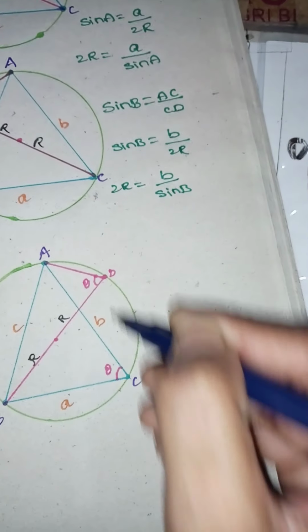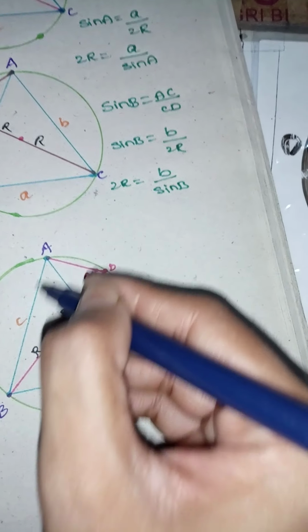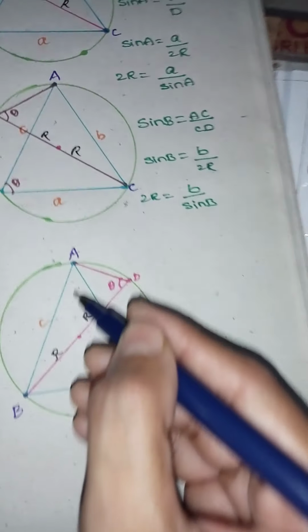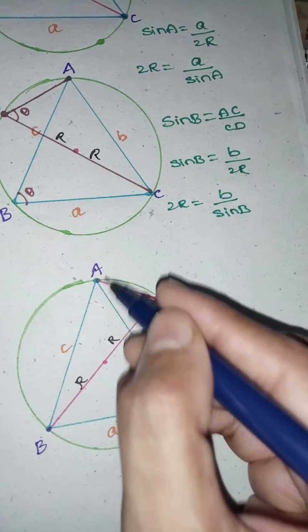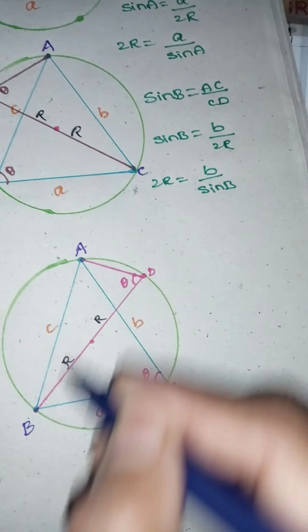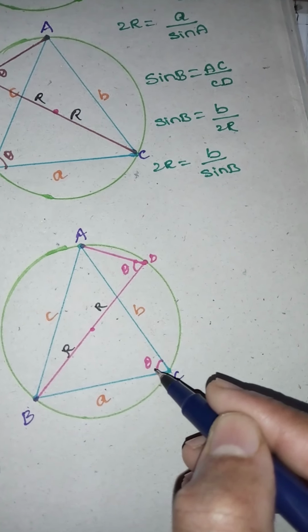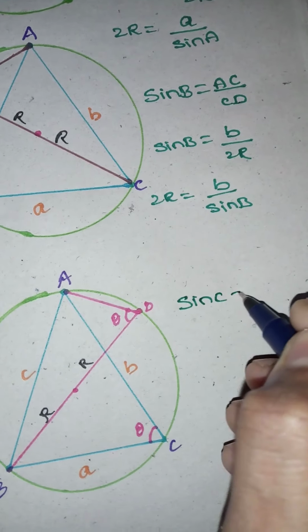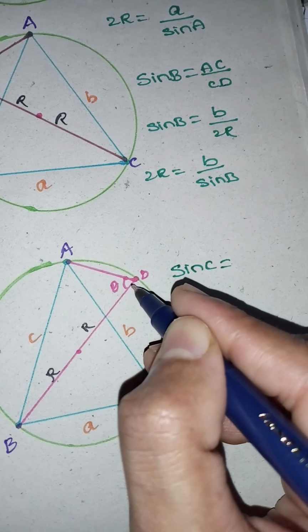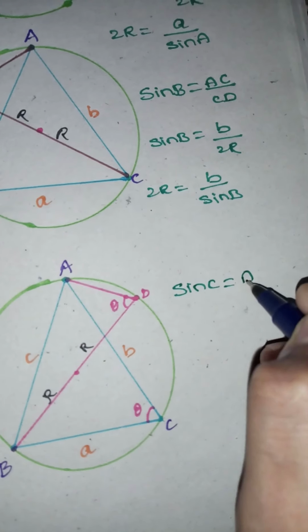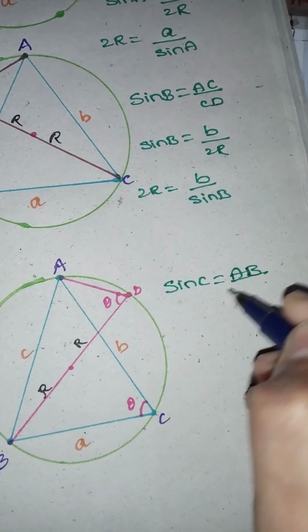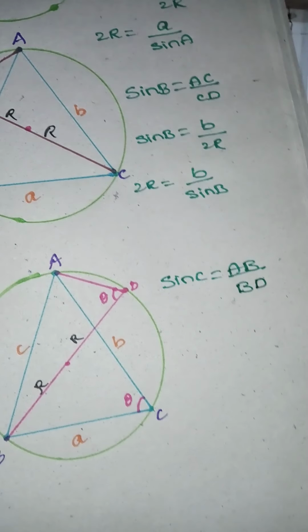Here you are making this angle and this angle here. The segment is AB, which is nothing but the chord. AB is the chord. So ABD is a triangle, ABC is a triangle. This angle is equal. Therefore sine C is equal to opposite side, that is AB, by the hypotenuse, that is BD.